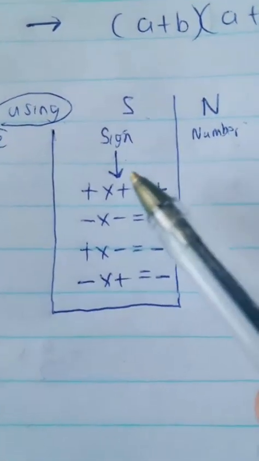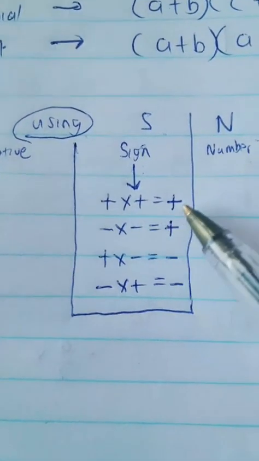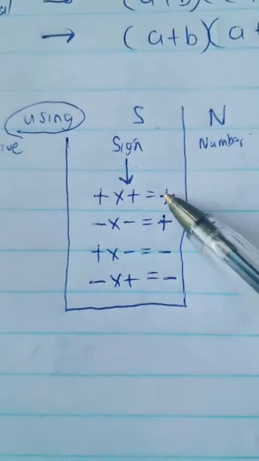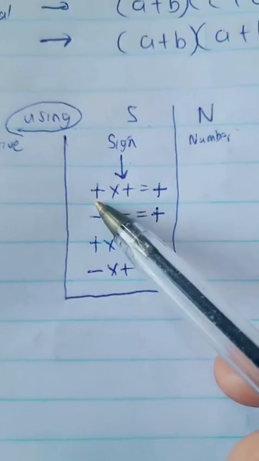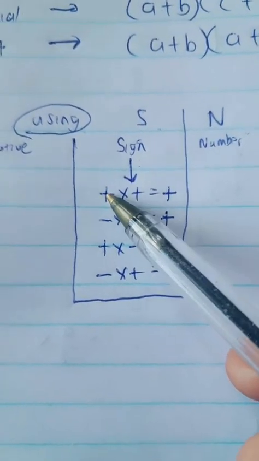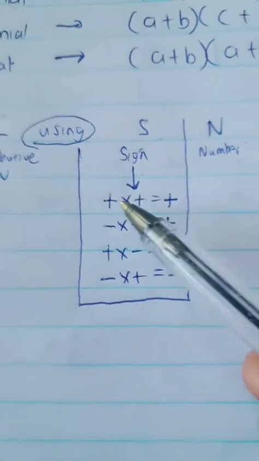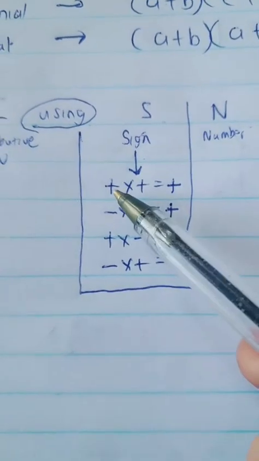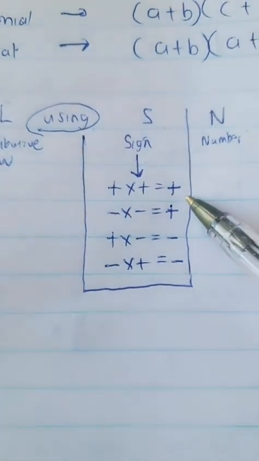If we have 2 addition signs multiplied, we'll always get a positive. In fact, an even number of positive signs will always give us a positive answer. If you have 2 addition signs multiplied, you'll get a positive. If you have 4 addition signs multiplied together, you'll get a positive. If you have 6 addition signs multiplied together, you'll get a positive.